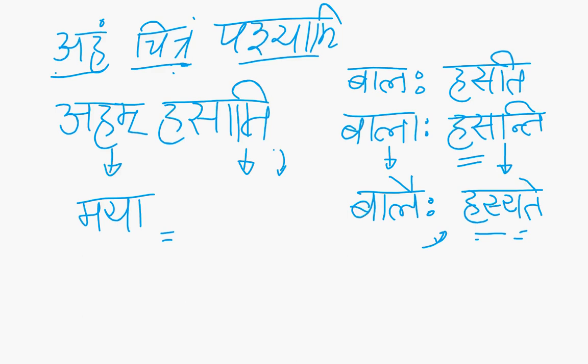Similarly, if it is aham tvam pashyami, then in karmani it becomes maya tvam drishyase, right? Because it is madhyama purusha ekavachana because of tvam. Similarly, aham yushman pashyami becomes maya yuyam drishyadve, right? Because of madhyama purusha bahuvachana.